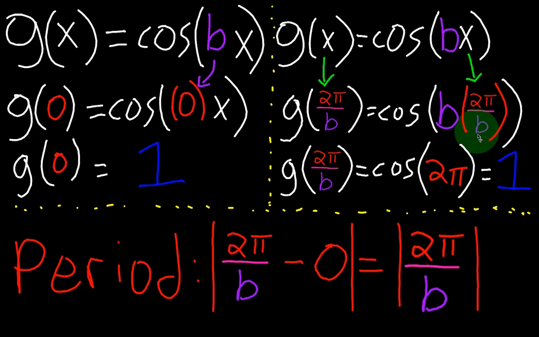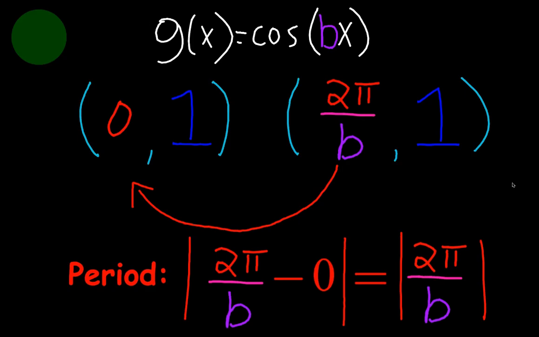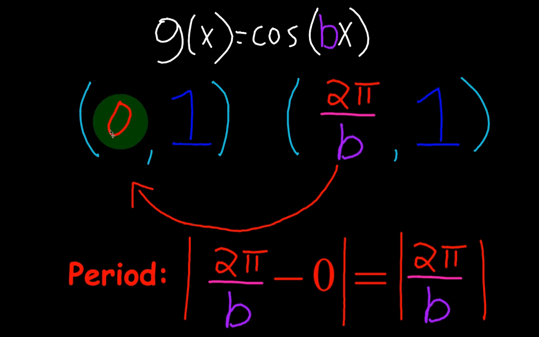the b's are going to cancel. I'm going to get cosine of 2 pi, and hence again that guarantees the y value is 1, which is my starting y value at 0. Therefore, the period is the distance between 2 pi over b and 0, which is the absolute value of 2 pi over b. And finally, for any function g of x equals cosine of bx, as long as my starting x value is 0 and my next x value is 2 pi over b, this will guarantee the same y values of 1 and that the graph repeats itself. And my period is the distance between these x values.